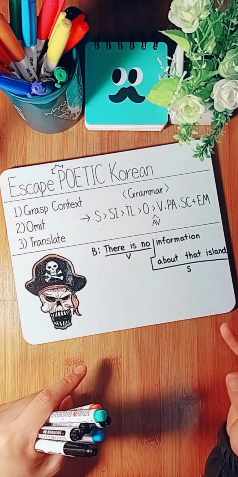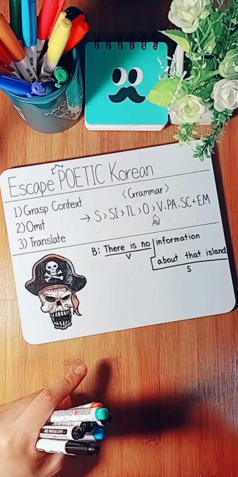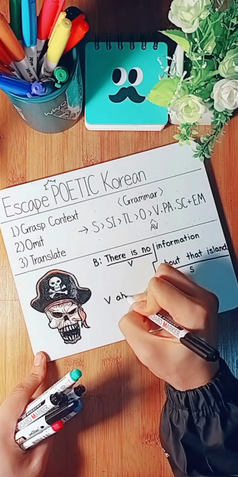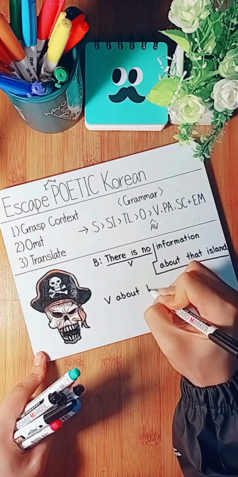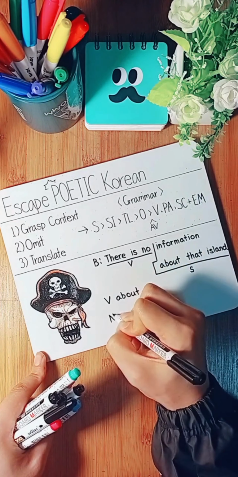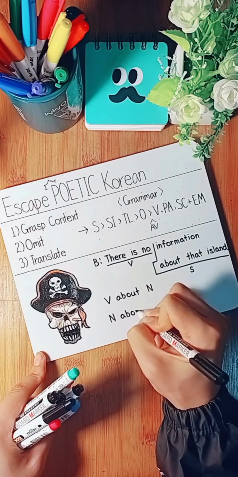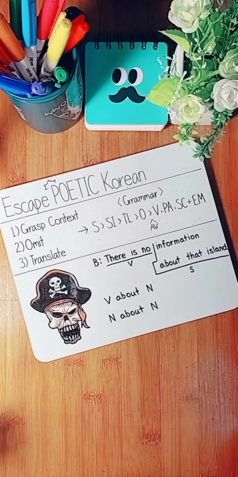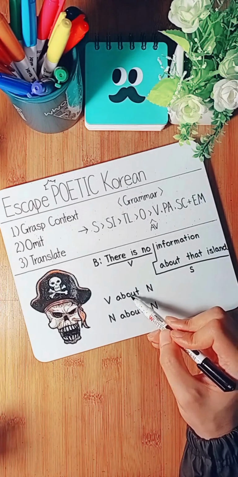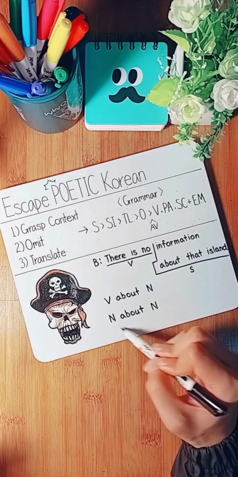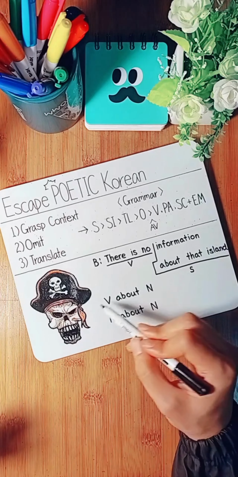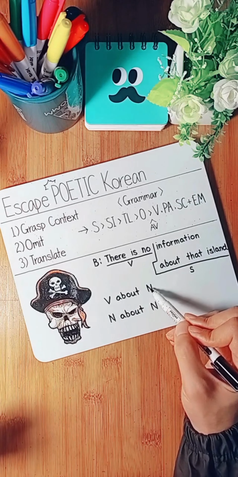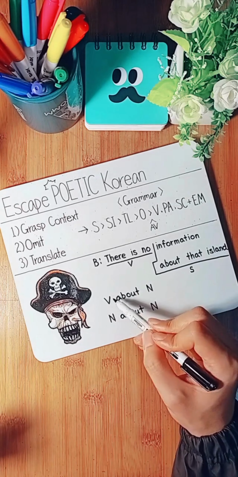So, in Korean, using "about" can be a little bit tricky, because in Korean, "about" will look different depending on whether you're placing it in between a verb and a noun or in between two nouns. For example, we talked about the future, our future. In that case, future is the noun, talk is the verb.